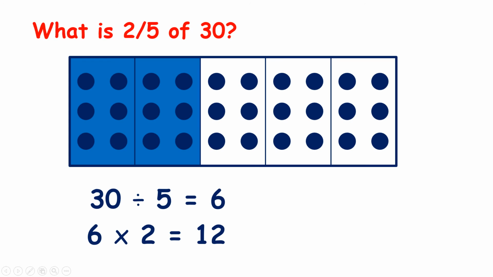But notice it also works if you do the steps the other way round. So rather than 30 divided by 5 then times 2, we can do 30 times 2, then divide the answer by 5. So 30 times 2 is 60. 60 divided by 5 is 12. So we come to the same answer, whichever way around we do it.